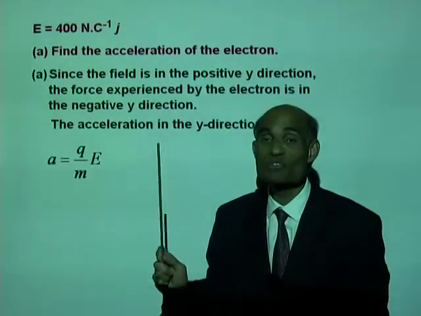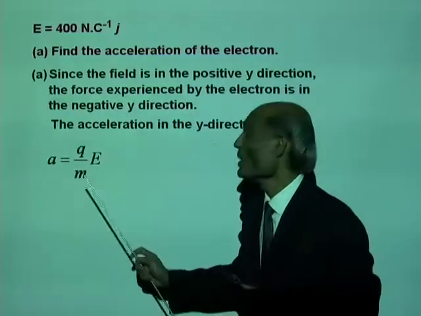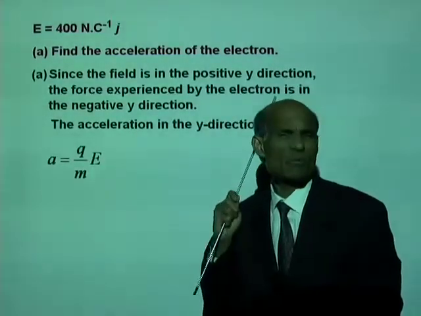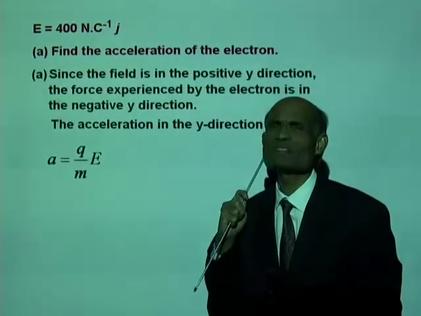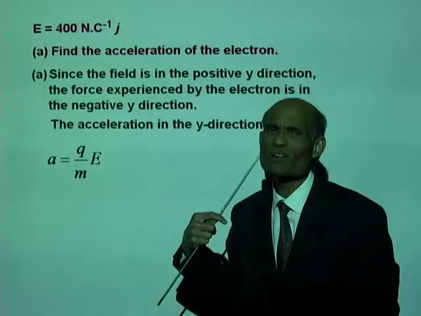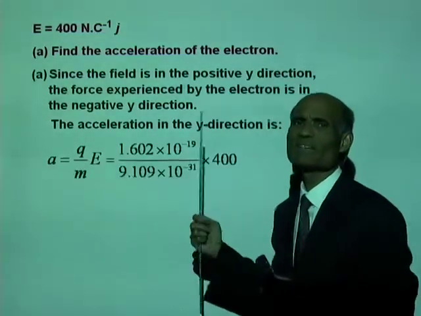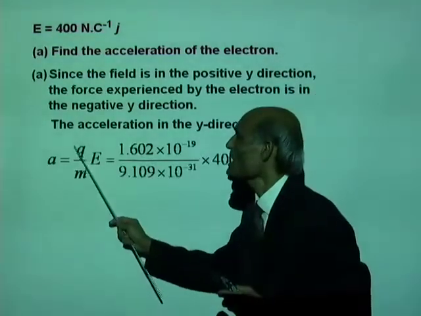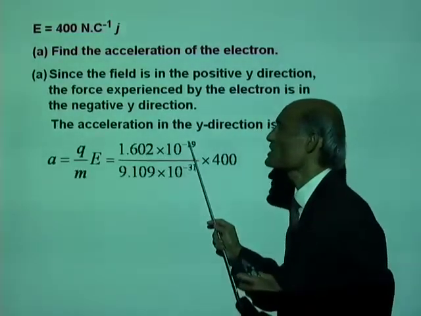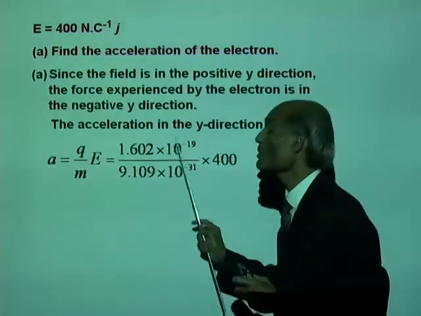1.602 times 10 to the negative 19 coulomb. What is the mass of an electron? Can I remember it? Is it 9.1 times 10 to the negative 31 kilograms? Approximately, yes. The charge on the electron is 1.60 times 10 to the negative 19 coulomb.